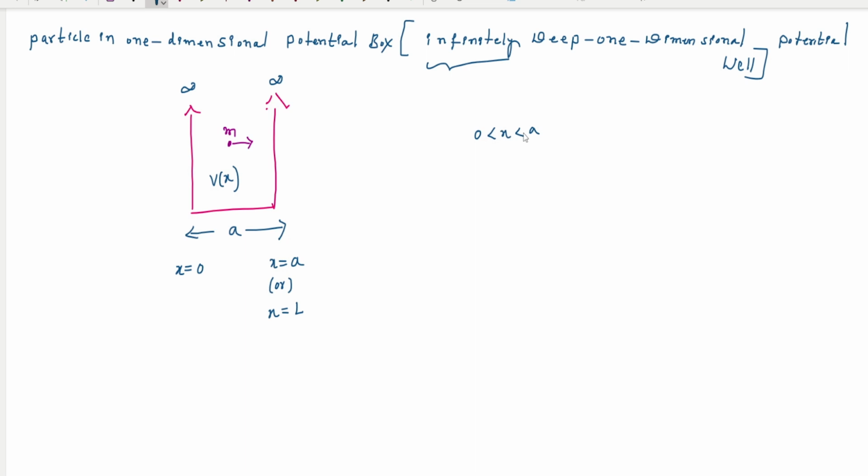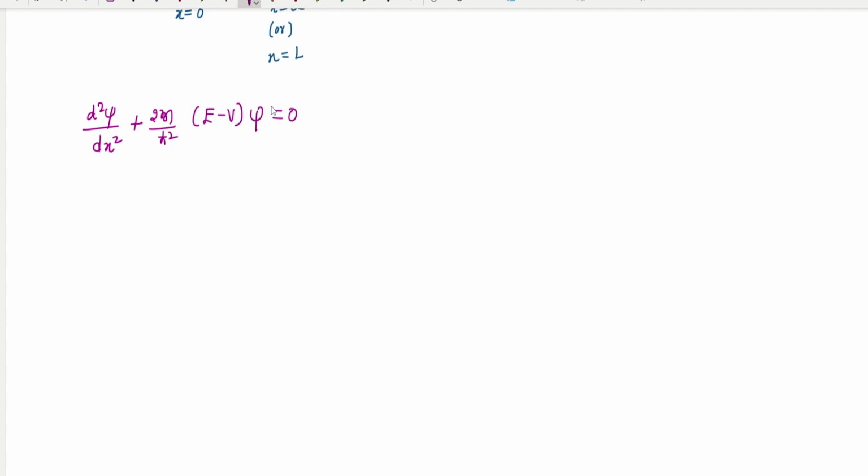Here I'm going to apply the Schrodinger wave equation, which is a very crucial thing. We already know it: d squared psi by dx squared, because we are dealing with one dimension, plus 2m divided by h cross squared, times (E minus V), times the wave function psi, equals 0. This is the Schrodinger time-independent wave equation. Here V of x is equal to 0, as we already discussed, so the equation becomes simpler.